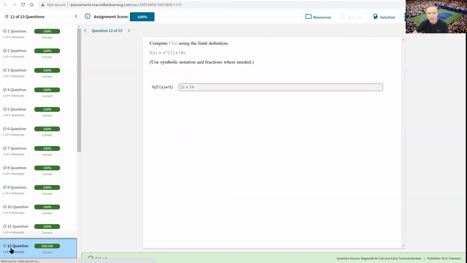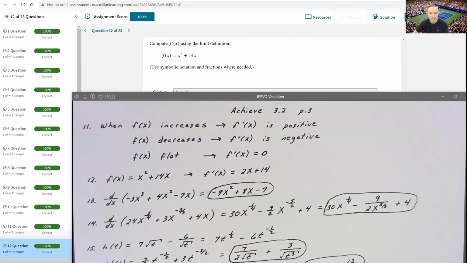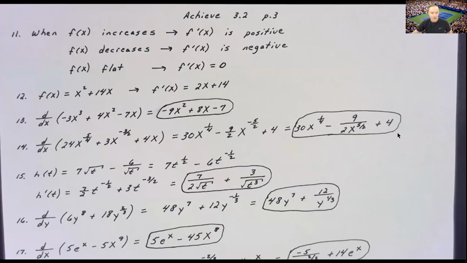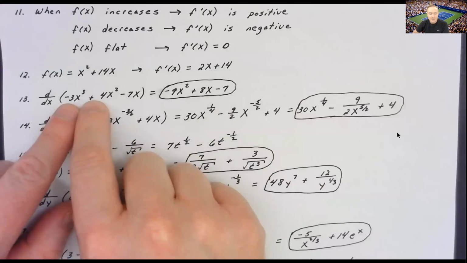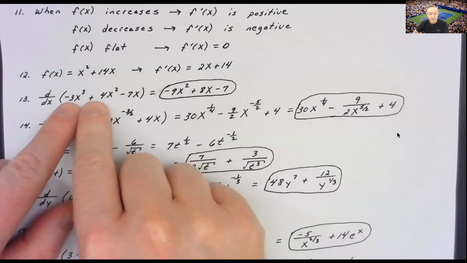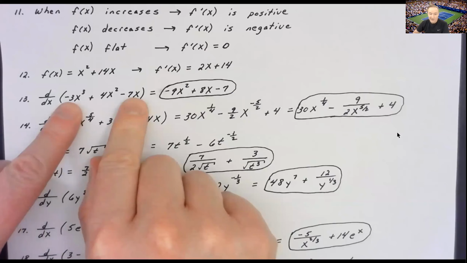When I look at number 12, it goes back to a very basic problem where you're just given a polynomial function and you use the power rule to take the derivative of each term. So the derivative of x squared plus 14x is 2x plus 14 there. Similar for number 13, we were asked to take the derivative with respect to x of negative 3x cubed plus 4x squared minus 7x. That's just power rule.